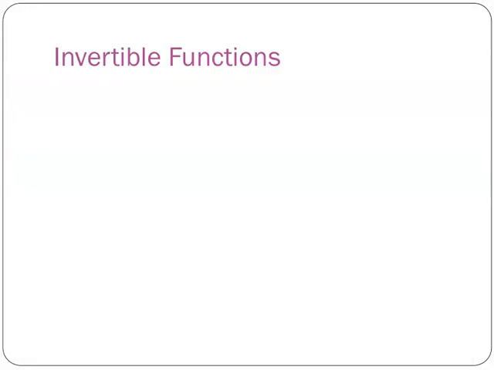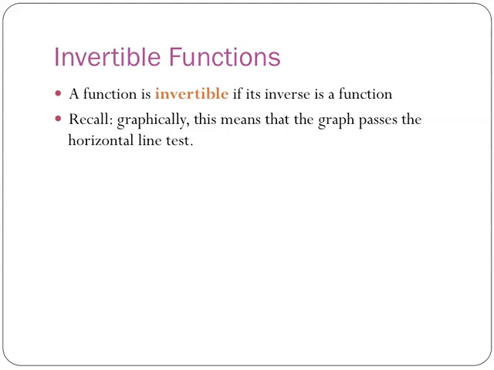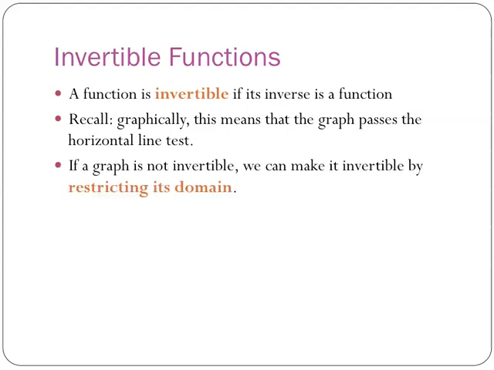So we say a function is invertible if its inverse is a function. Now you'll remember that graphically this means that the graph will pass the horizontal line test. If a graph is not invertible, we can, let's call it, force it to be invertible by restricting the domain. Because you can tell, if you look at a graph using the horizontal line test, whether or not its inverse will be a function. And based on that, we can restrict the domain of that function so that when we find the inverse of it, it will be a function as well.